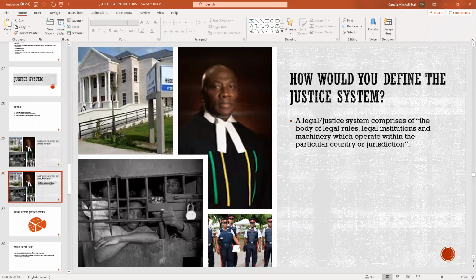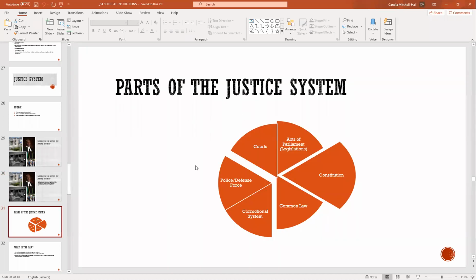And so when we talk about the justice system, we're talking about the body of legal rules and institutions that operates within a society, right? The justice system has several different parts. You have the police and the defense force. You have the correctional system, which is like the prison and the juvenile center. You have the constitution, you have the common law, you have the parliament, the acts of parliament, right?